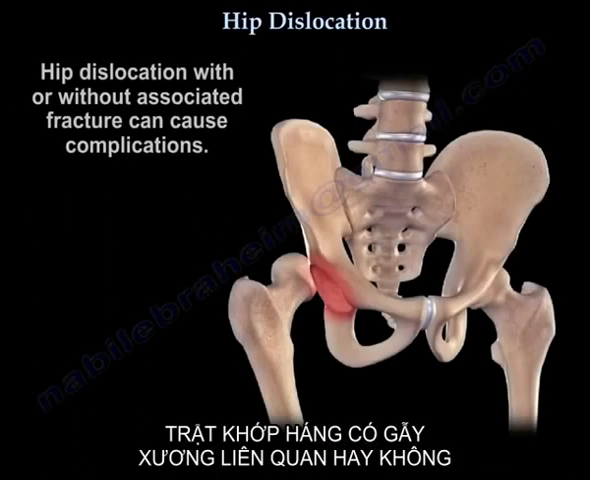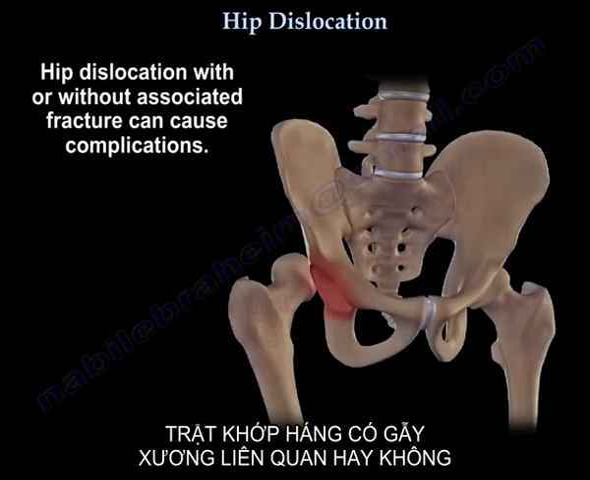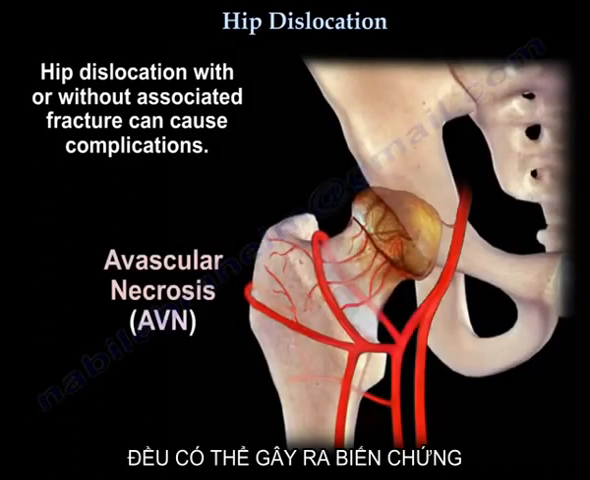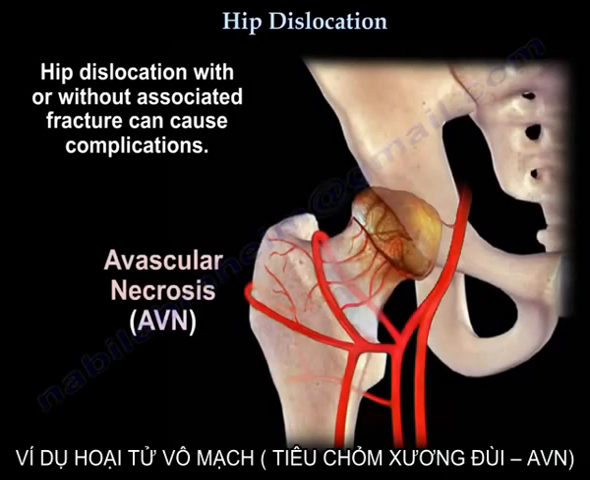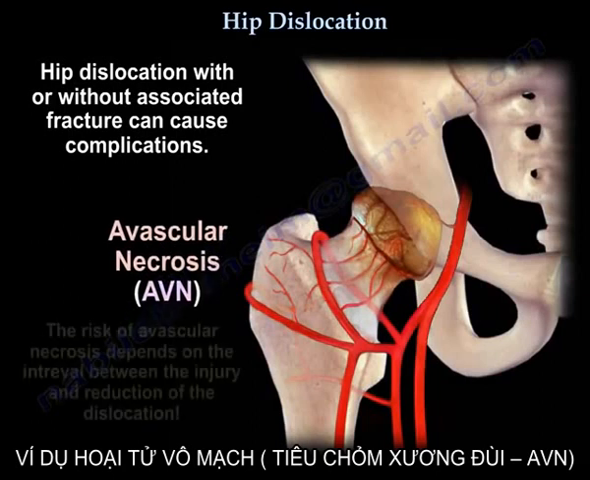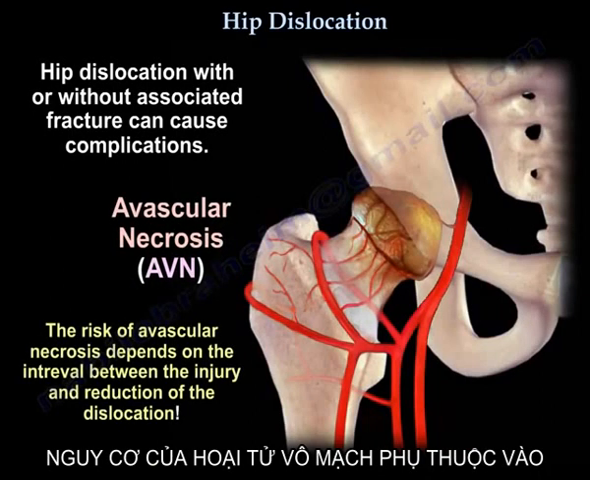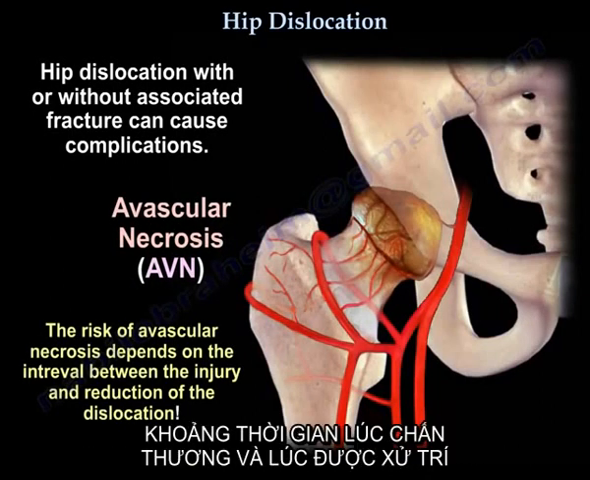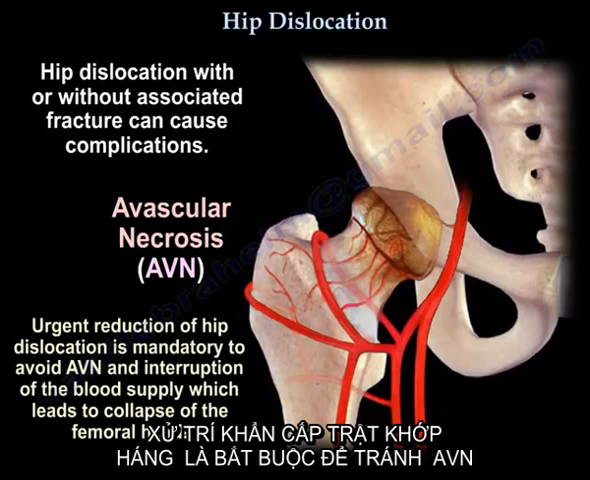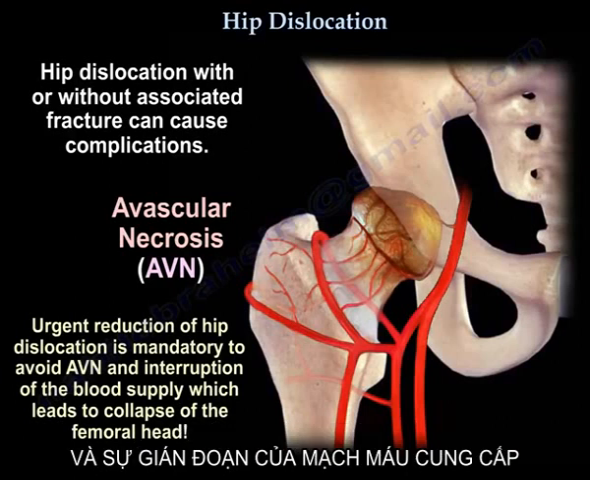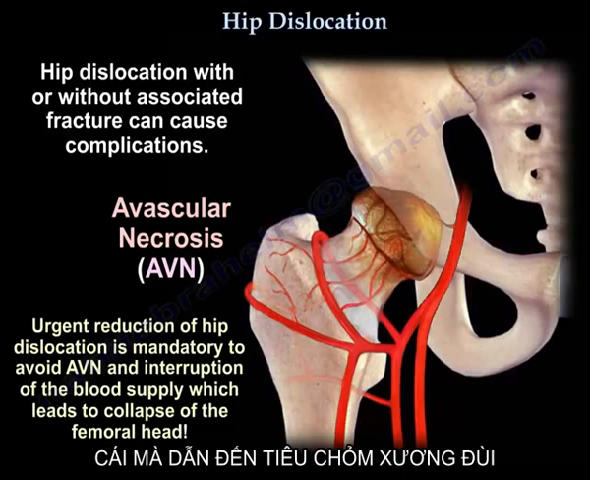Hip dislocation with or without associated fracture can cause complications, such as avascular necrosis. The risk of avascular necrosis depends on the interval between the injury and reduction of the dislocation. Urgent reduction of hip dislocation is mandatory to avoid avascular necrosis and interruption of the blood supply, which leads to collapse of the femoral head.